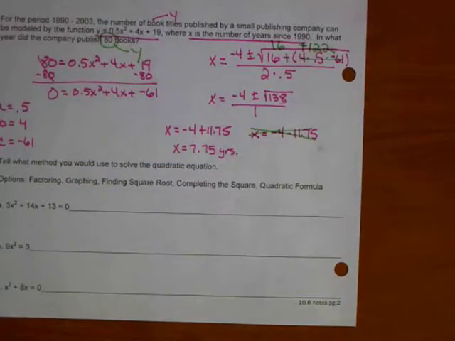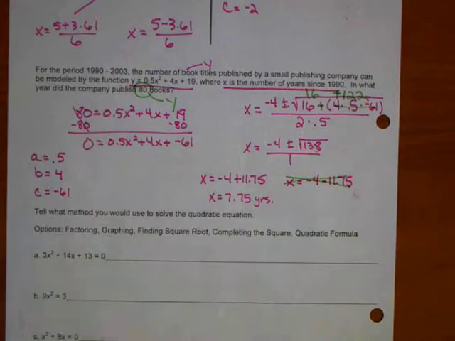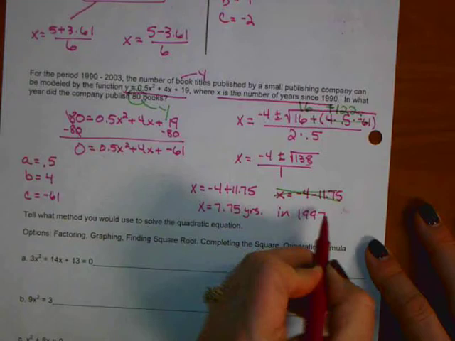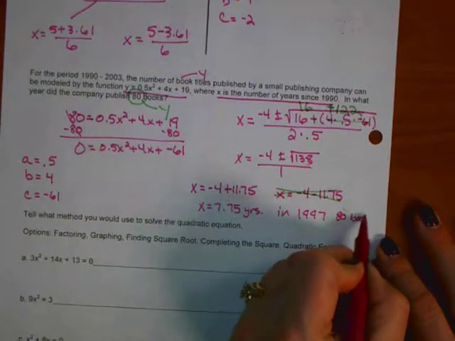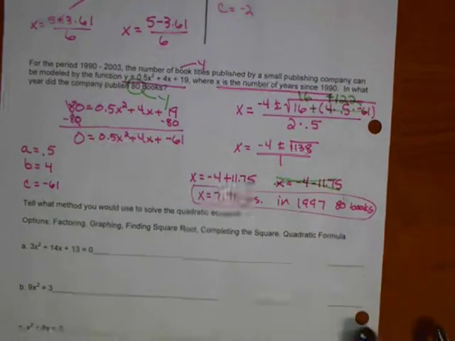But that's not how I'm going to answer it. It says, in what year did the company publish 80 books? So if it was 7.75 years and we started in 1990, what year was it that they published? 1997. In 1997, they had 80 books. 7 years to publish 80 books. Wow. They were slow.